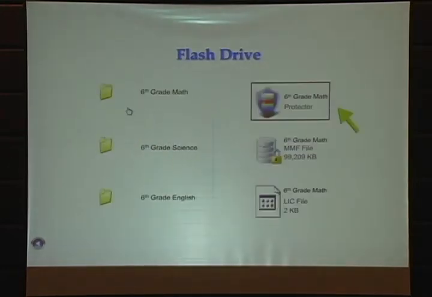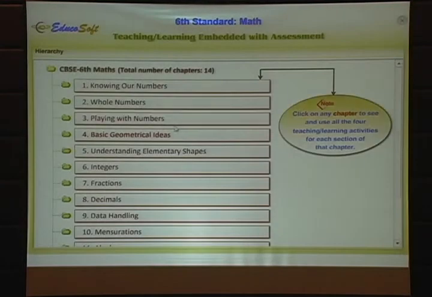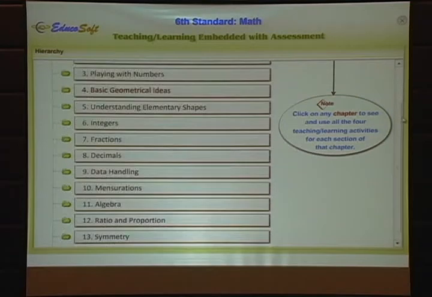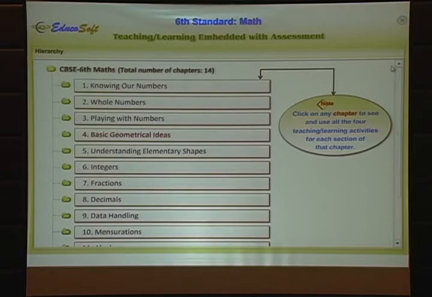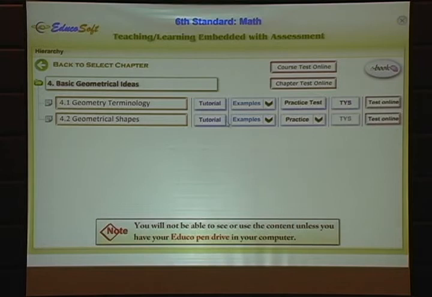Supposing I have the 6th grade math file. I click on basic geometry again. See the concepts? Everything taught in the 6th grade, 14 chapters, and each chapter will have so many sections, and each section will have tutorials, examples, practice tests, test your skill. The same thing that you saw in my presentation. For each and every topic whatsoever. The whole thing is embedded there. But in the flash drive, you have a lot more.